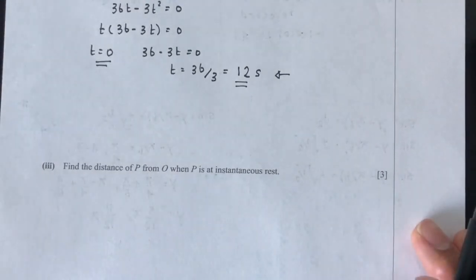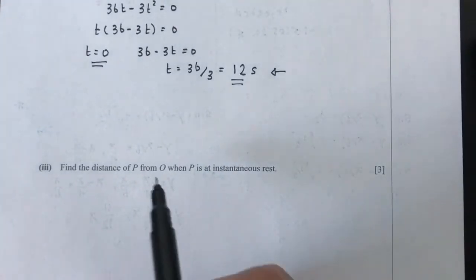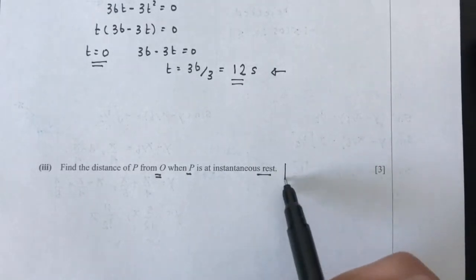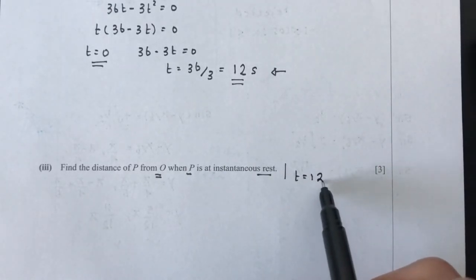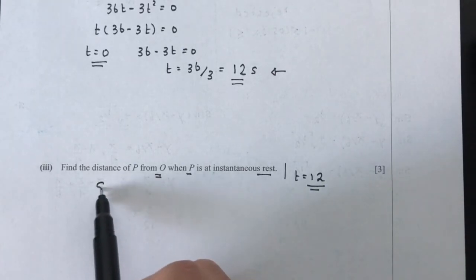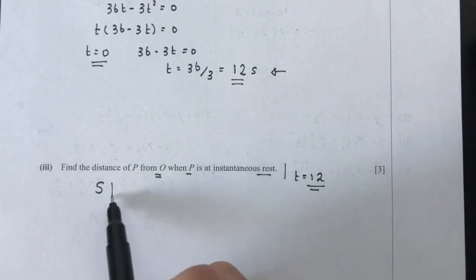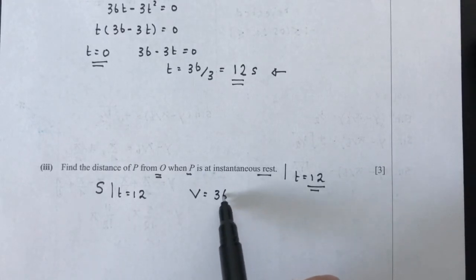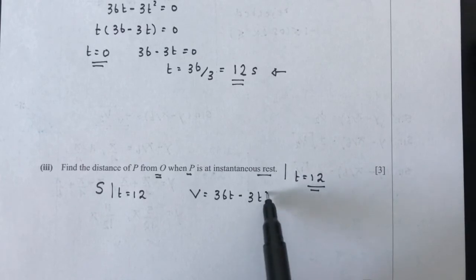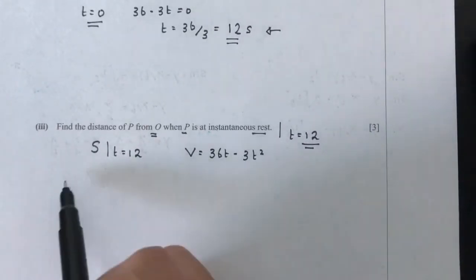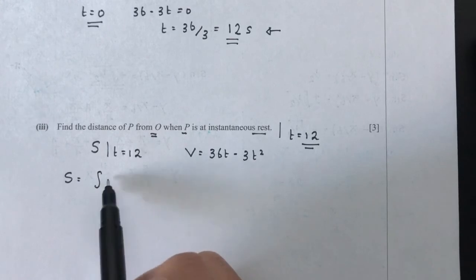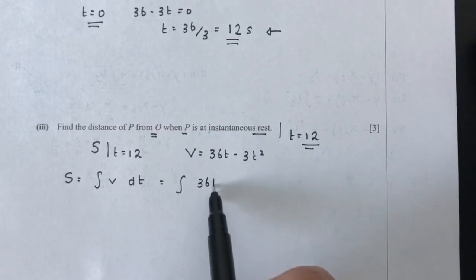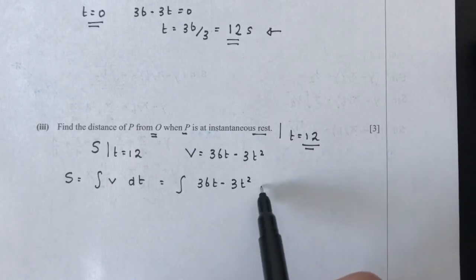Now for part 3, we have to find the distance of p from O when p is at rest. So we know that p is at rest when t is equal to 12. So we have to find the value of s, which is the displacement at t equal to 12. Right now we know v is equal to 36t minus 3t squared. We have to find the value of s. So s is equal to integration of v dt. That will be integration of 36t minus 3t squared dt.